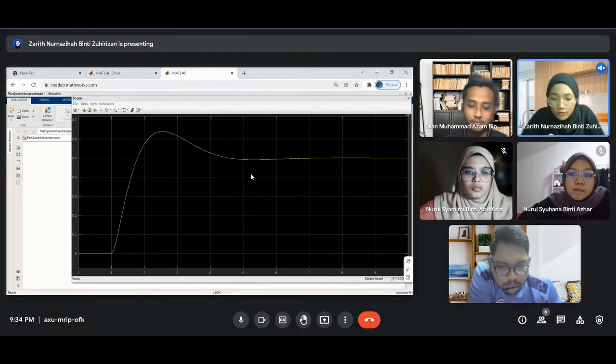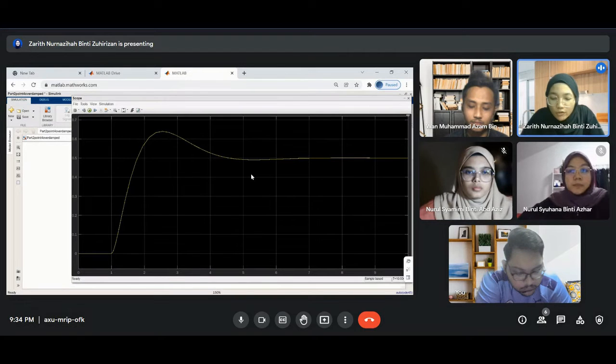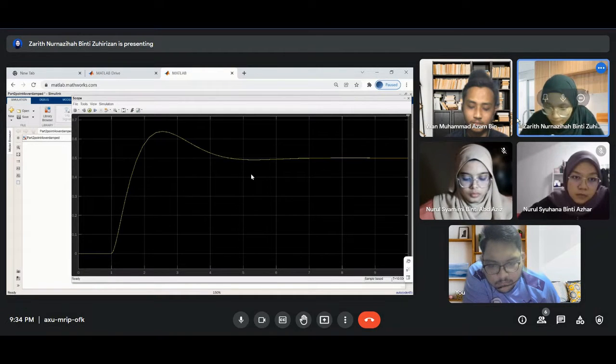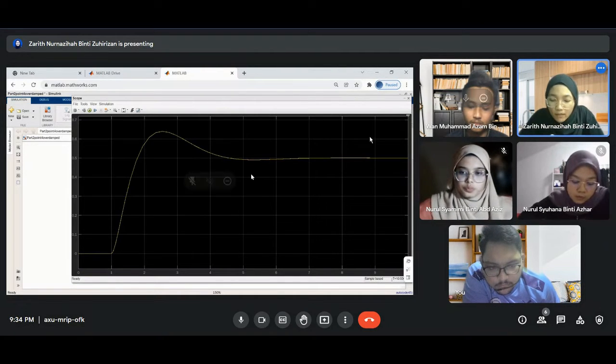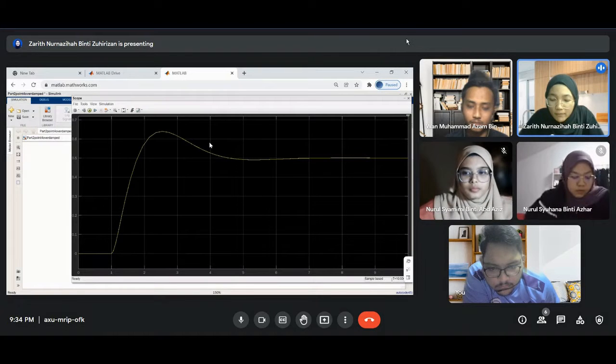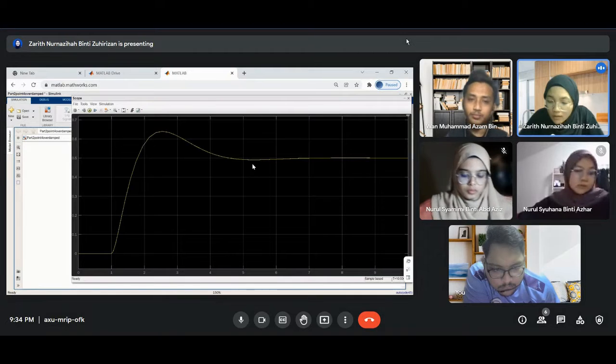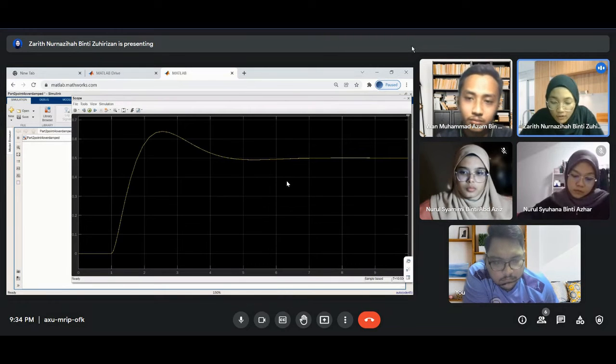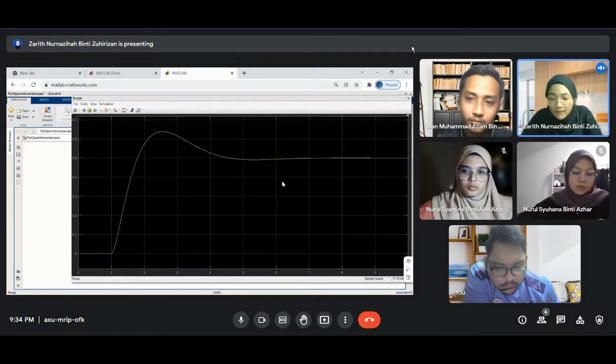Okay, click scope. So this is the overdamped graph. We can see the overdamped graph becomes stable at a static point, because we added the 1 over s plus 1 transfer function to stabilize the reading at the end. Therefore, this overdamped graph is more stable than the other. Okay, next I'll pass to Muhammad Safi. Thank you.